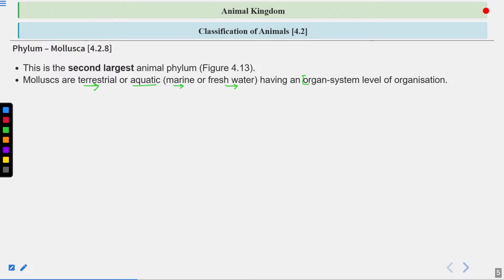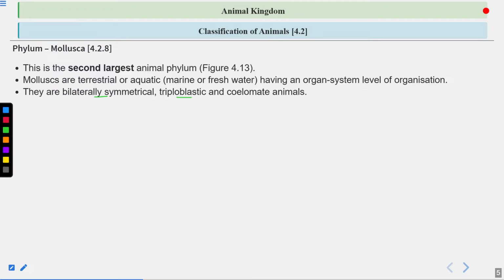Okay, then they have a digestive system, which helps in the digestion of the food. They have a reproductive system also. So they have organ system level of organization. They are bilaterally symmetrical, triploblastic and coelomate animals. So these are the characteristic features of the phylum Mollusca.